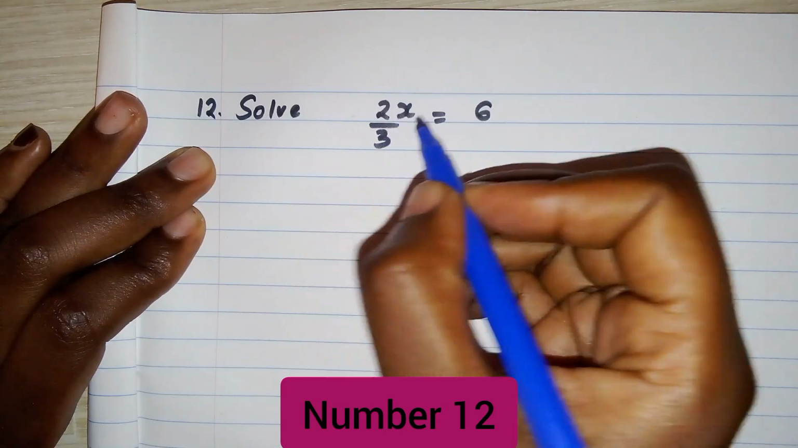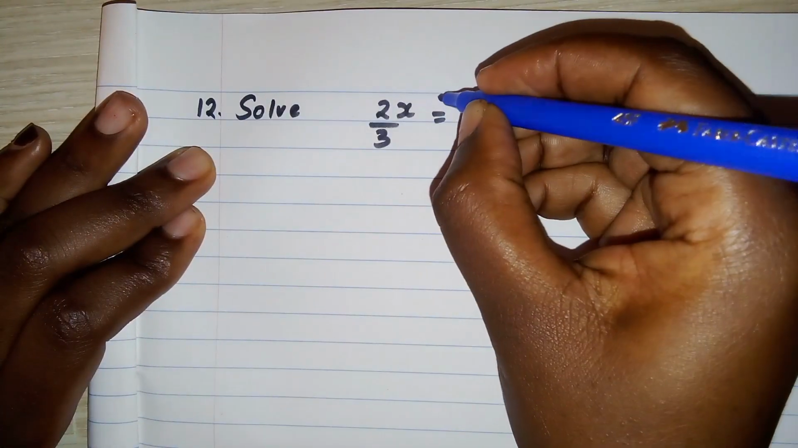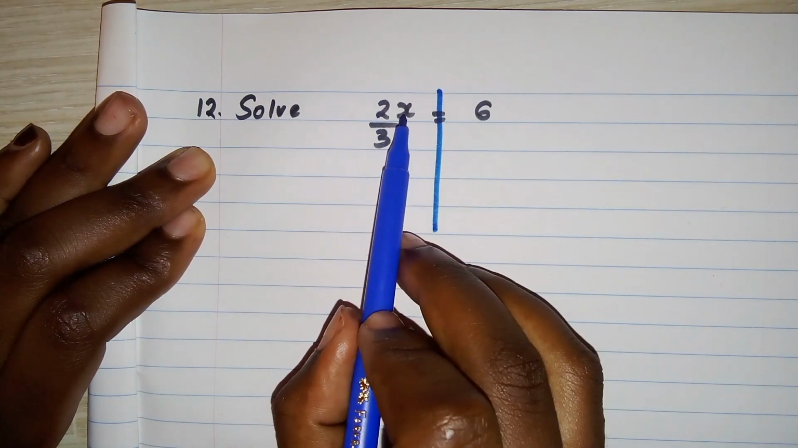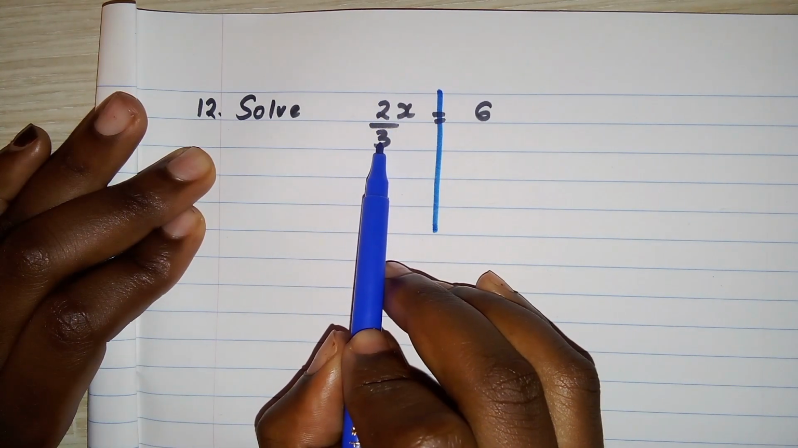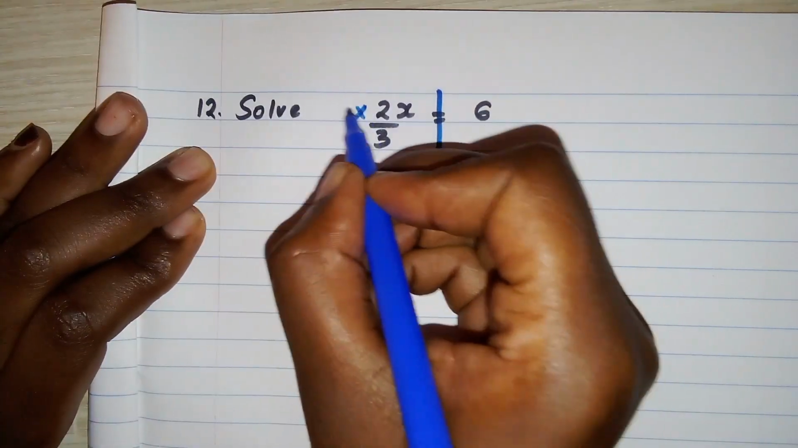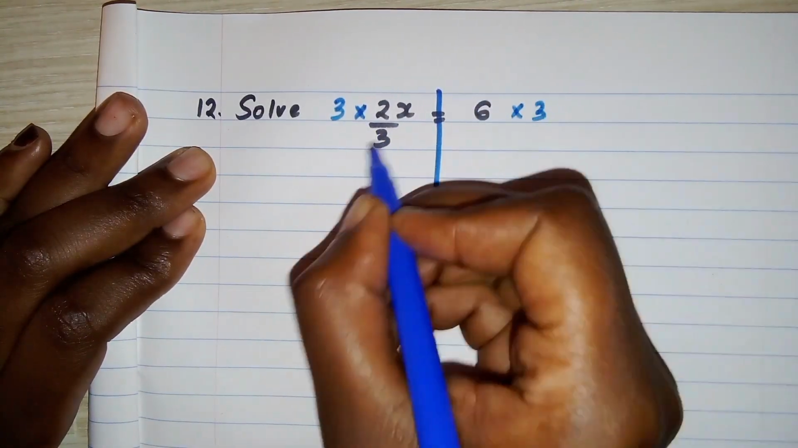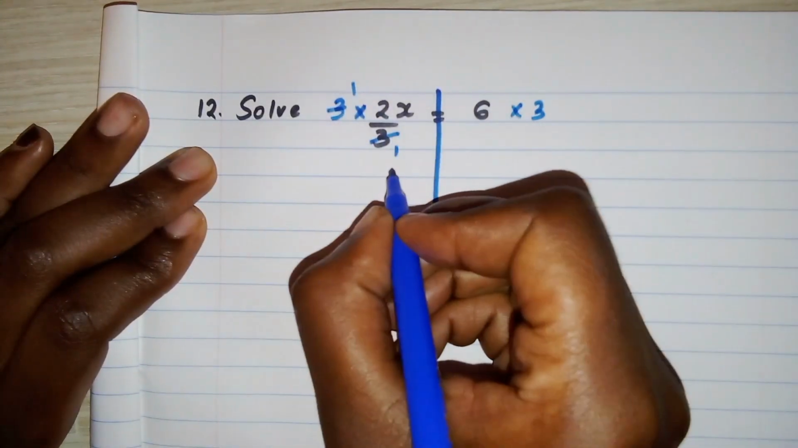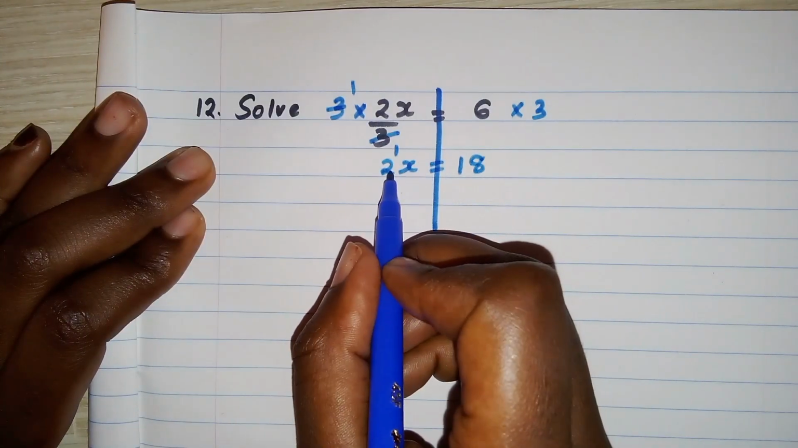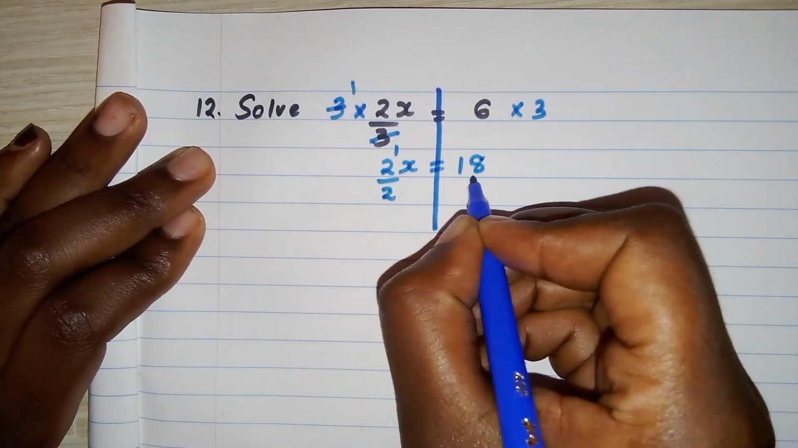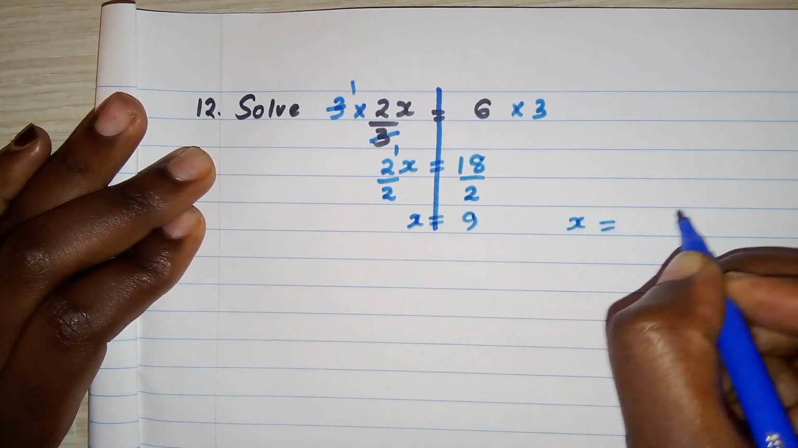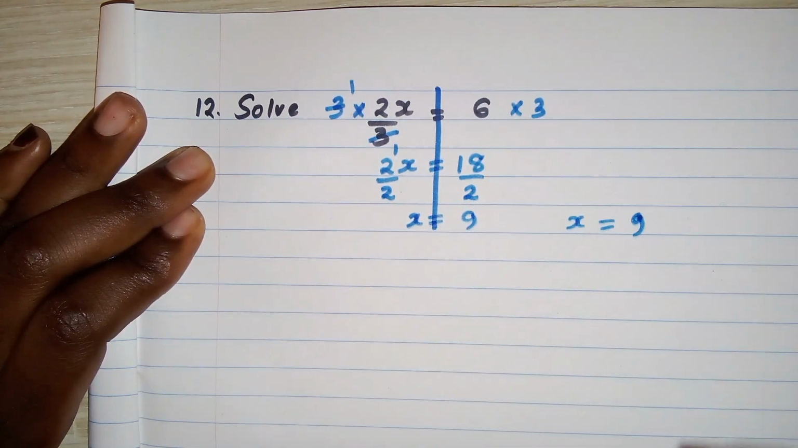Number 12, 2x over 3 equals 6. So draw your line. Now we have two numbers connected to x. So we can start with the denominator. To get rid of the denominator, since this one is a division, we'll do times 3 on both sides to get rid of the 3. And here we're left with 2x equals 6 times 3 is 18. Now the opposite of times would be division. Divide both sides by 2. So x equals 9.